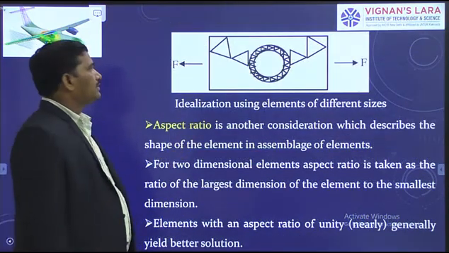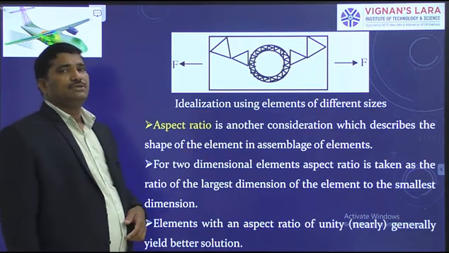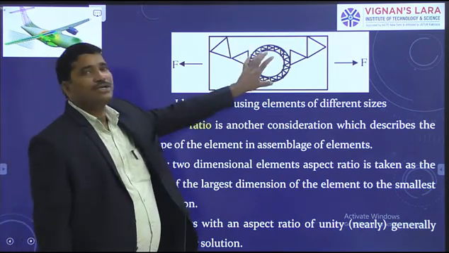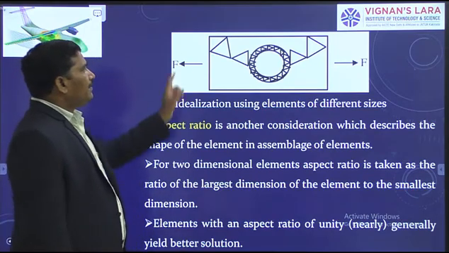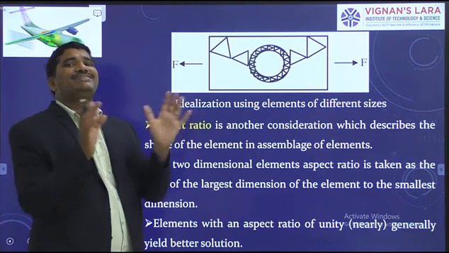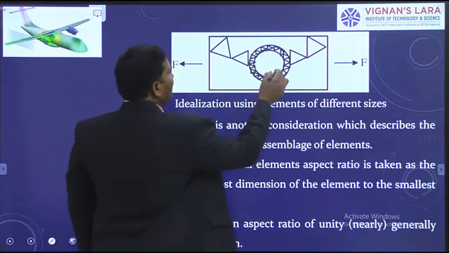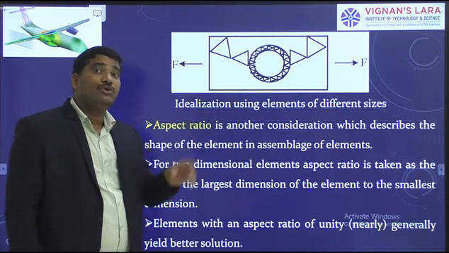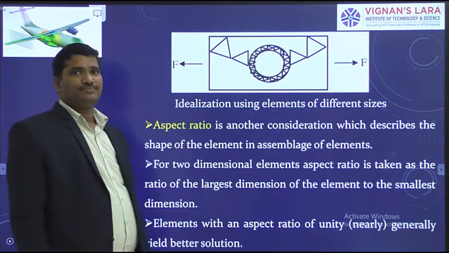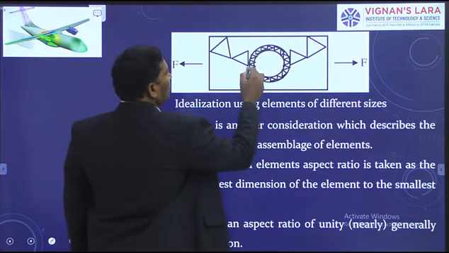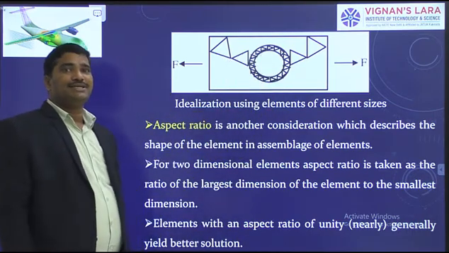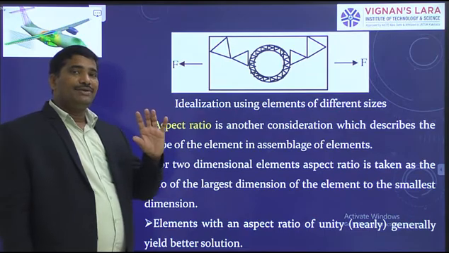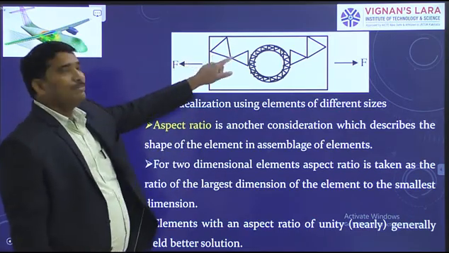So when you idealize, sometimes the domains have holes. Example, a plate having a centric hole. The elements at distant locations you can take with bigger size, and the elements in the neighborhood of the centric hole, the elements around the centric hole, you have to take with smaller size, because around this hole the stress concentrations are present. That is the reason why around this hole you have to take the elements with a smaller size, whereas at the distant locations you can take elements with bigger size.